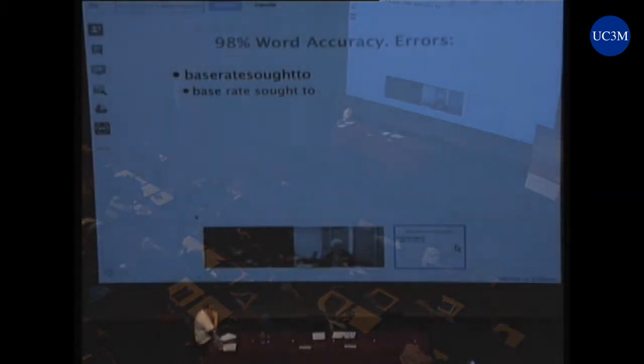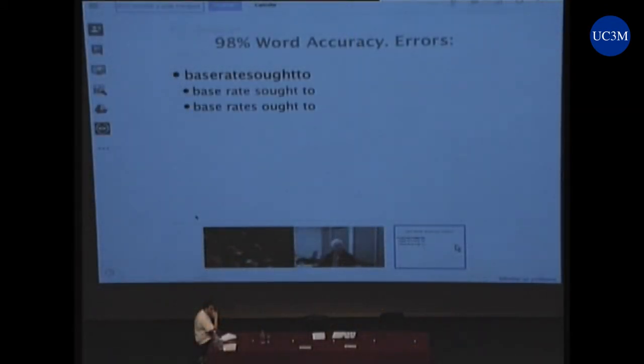So take this text, and can you break that up into words? My model got "base rate sought to," and the correct answer was "base rates ought to." And those are both pretty good interpretations, but it just happens that one was wrong. Here's another one. My model got "small and insignificant," but it should have got "small and insignificant."